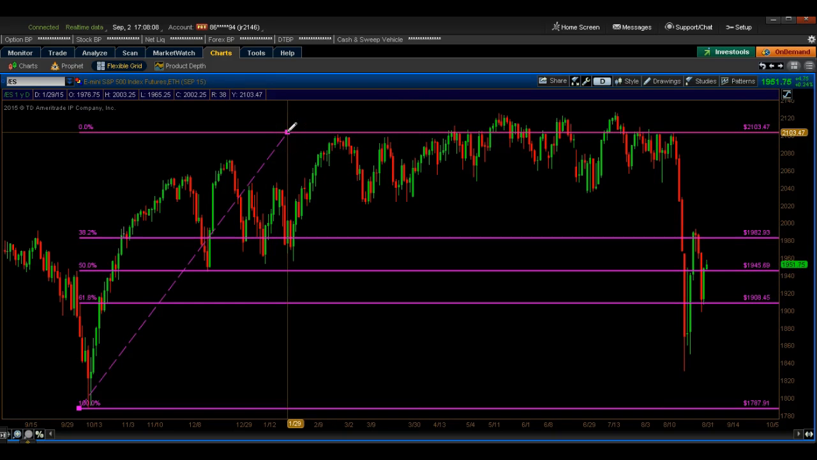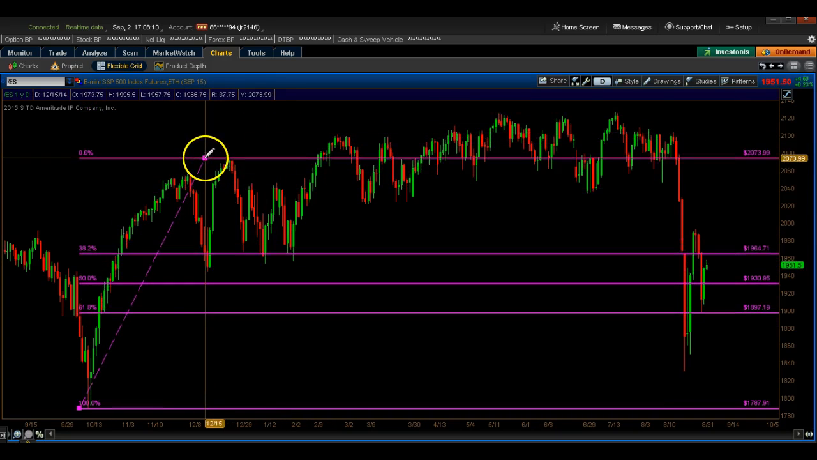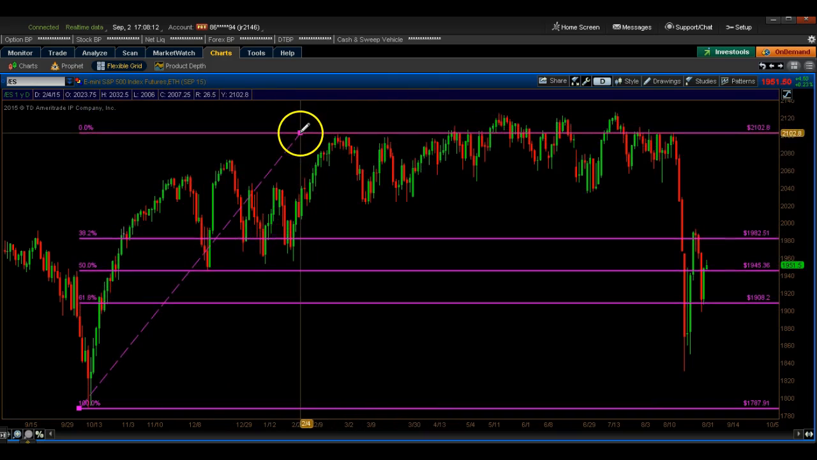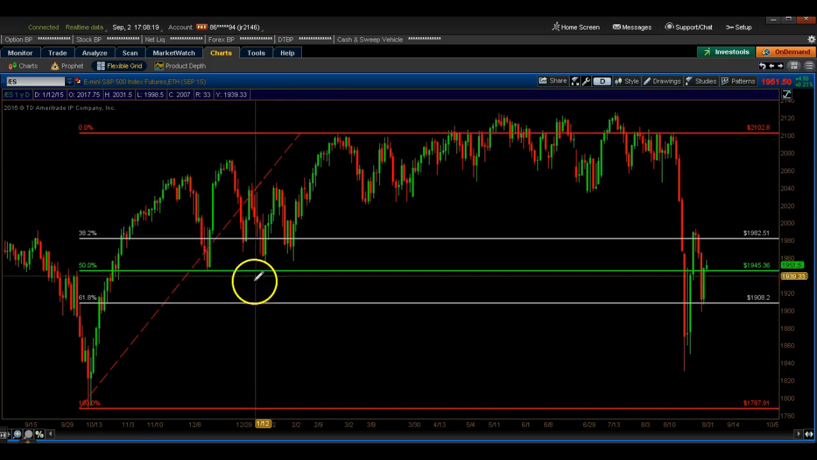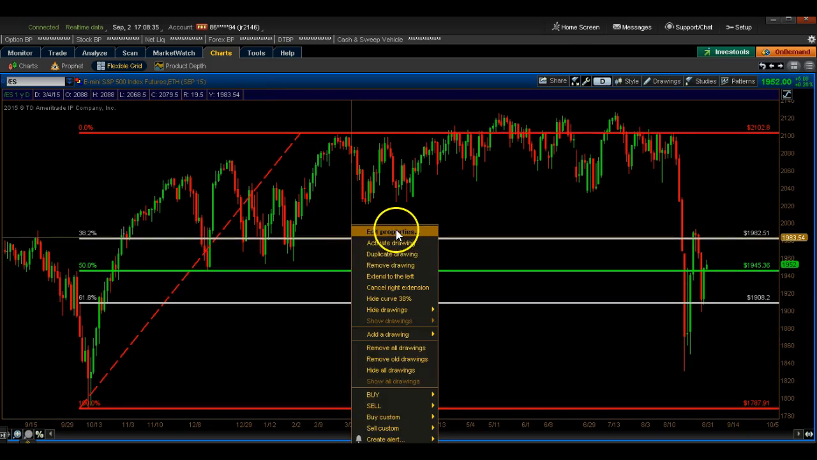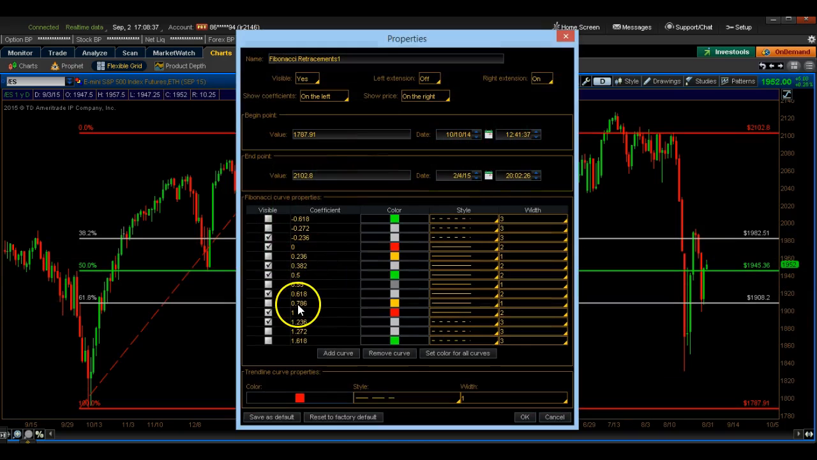Let me see which one matches up the best. So right here, we have a high and a low, and these are specific extremes. The key number ratios are 23.6, 38.2, 50%, 61.8, and then also 100%, and sometimes you can use the 78.6.